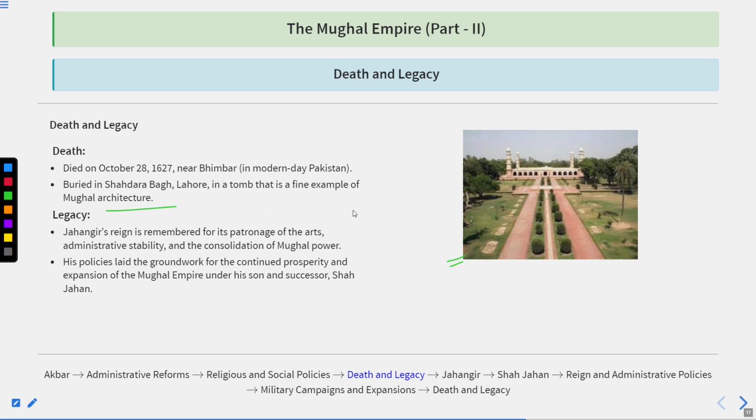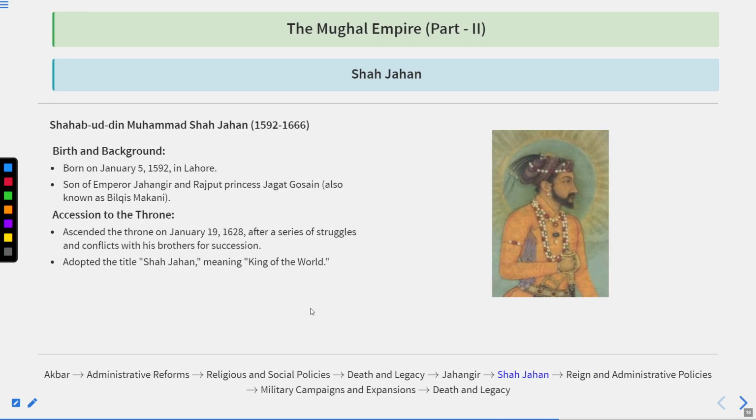Legacy. Jahangir's reign is remembered for his patronage of the arts, administrative stability, and the consolidation of Mughal power. His policies laid the groundwork for the continued prosperity and expansion of the Mughal Empire under his son and successor, Shah Jahan. So, after the death of Jahangir, Shah Jahan, his son, who was known as Khurram, became the next ruler.